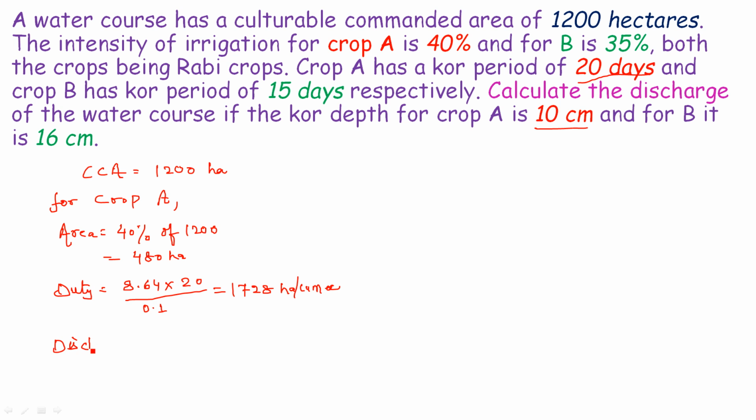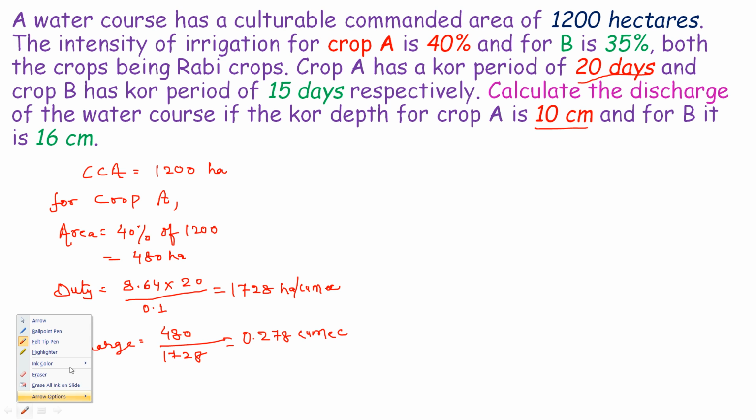Now if we have area and duty, can we find the discharge? Yes, we can find the discharge by the formula discharge equal to area by duty. So area is 480 and duty is 1728. If we solve it, we will get discharge as 0.278 cubic. Now similarly find for crop B.